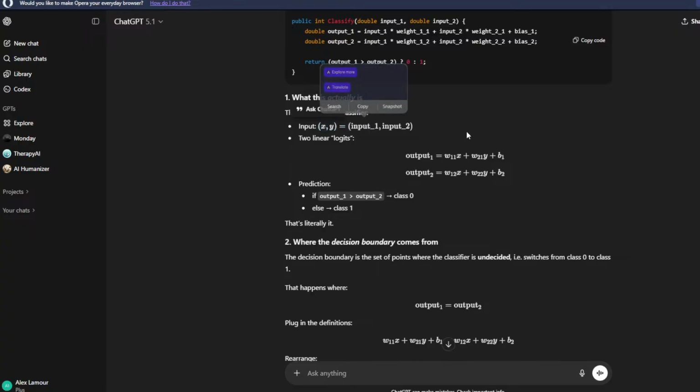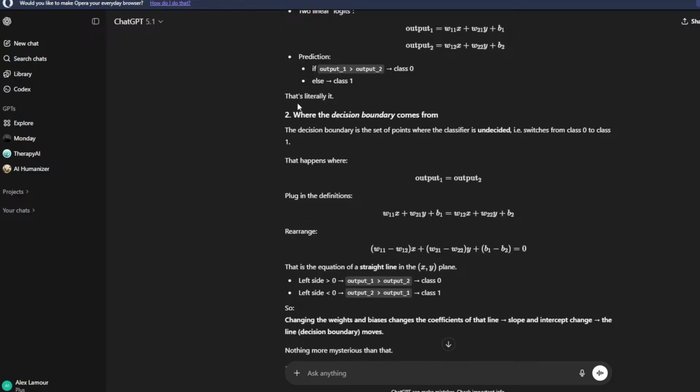So input of x and y coordinates equals input 1 and 2, two linear logits. Output 1 will calculate to a prediction. Output 2 will calculate to a prediction. If the output 1 prediction is greater than output 2, then the class is 0, which is safe. Else, class is 1, which means if output 2 is greater than output 1, then it's poisonous. And if they're equal to each other, well, better safe than sorry. Don't eat it. It's still going to be considered poisonous. That's it. Now, where does the decision boundary come from?